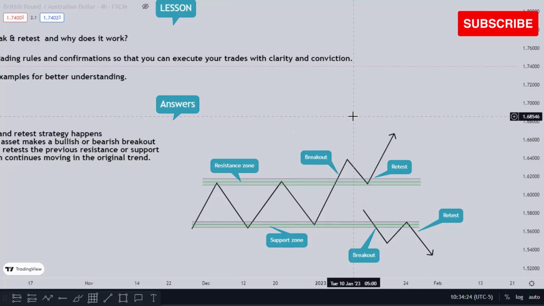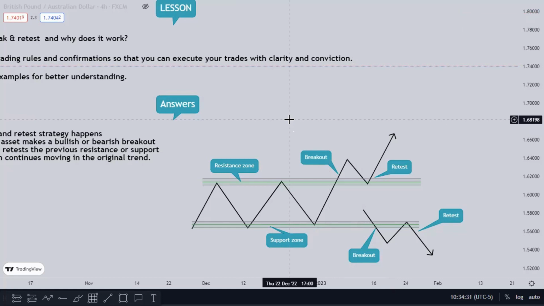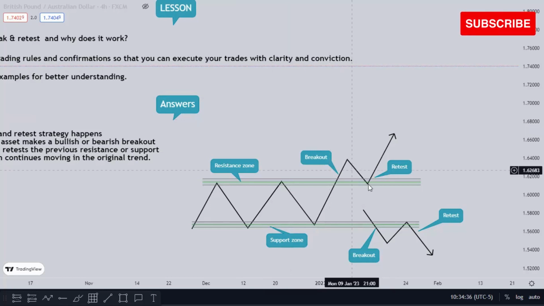Okay, you're not trying to catch a falling knife by getting in when the market breaks out. No, you wait for the retest of that level. That is where you want to get in, because the market will always pull back, and that's where you want to get in. So this pullback here is your entry. Where this retest is, this is where you're entering the market.